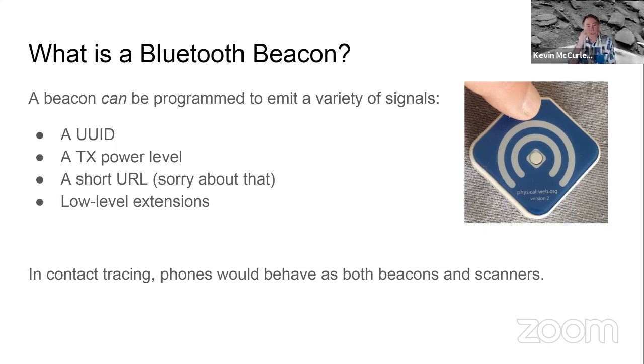They also can broadcast a short URL, and I have to always apologize for that because I was one of the original inventors on the short URLs patent, which you could call obfuscated URLs because they're short. And there are various low-level extensions. In contact tracing applications, phones would typically behave as both beacons and scanners. So they would emit a signal as a beacon would, but they would also scan for other signals.